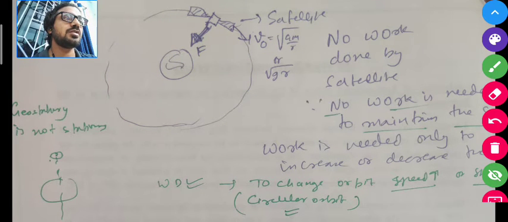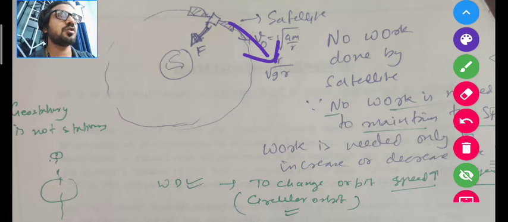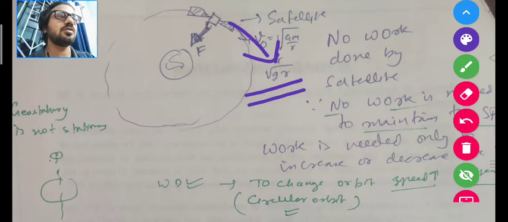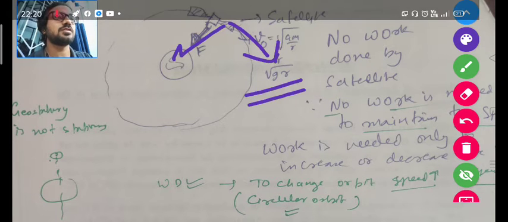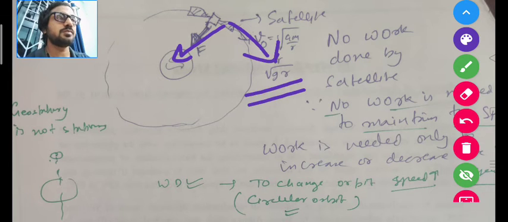Work is only needed to increase or decrease the speed. So here, we are not giving any speed in this direction to keep it in orbit, no extra speed. Only by applying this much speed initially can you keep the satellite in orbit. So work is needed only to increase or decrease the speed. Here you are not increasing or decreasing the speed, therefore no work is needed, and the force is also not applied in the direction of the change in speed. Because of the force applied here, there is no change in speed.